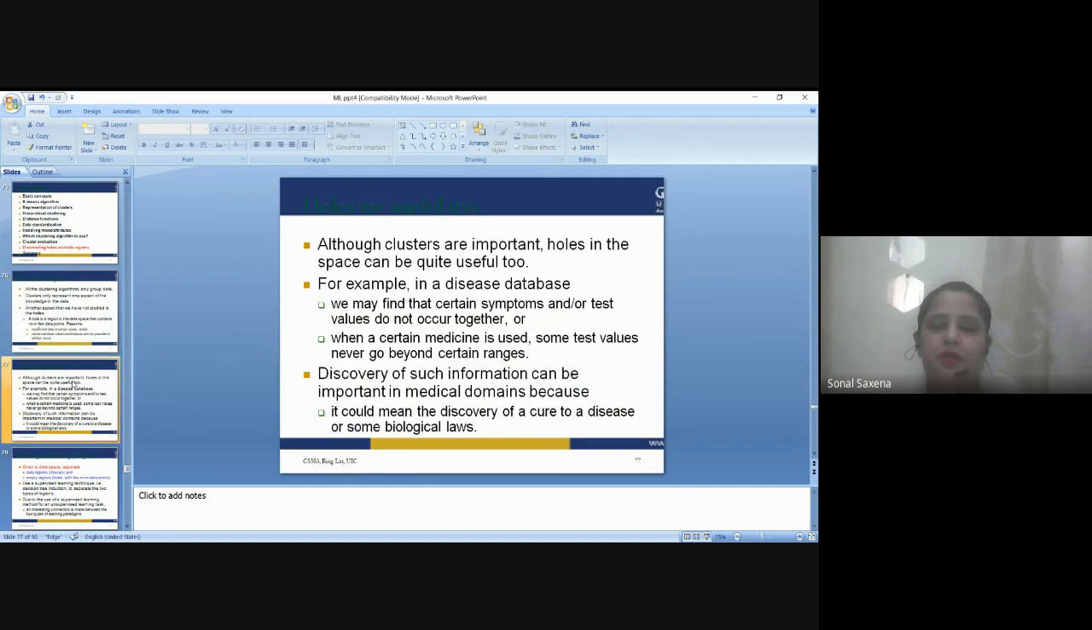Although clusters are important, holes in the space can be quite useful too. For example, in a disease database, we may find that certain symptoms or test values do not occur together. When a certain medicine is used, some test values never go beyond certain ranges. So these can be used.